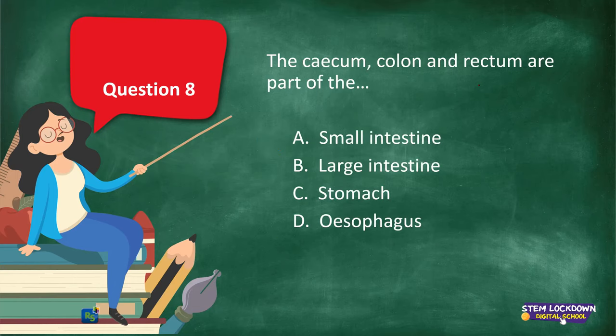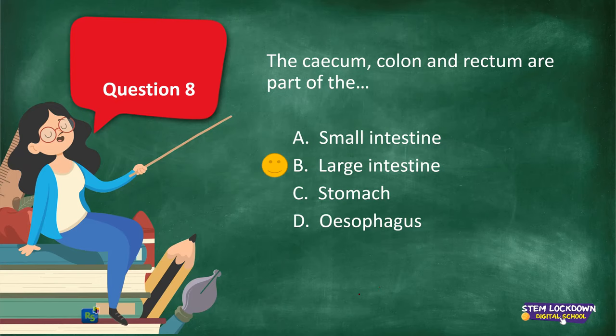And then the caecum, colon, and rectum are part of A, the small intestine, B, large intestine, C, stomach, or D, the esophagus. B, that is beautiful, guys.